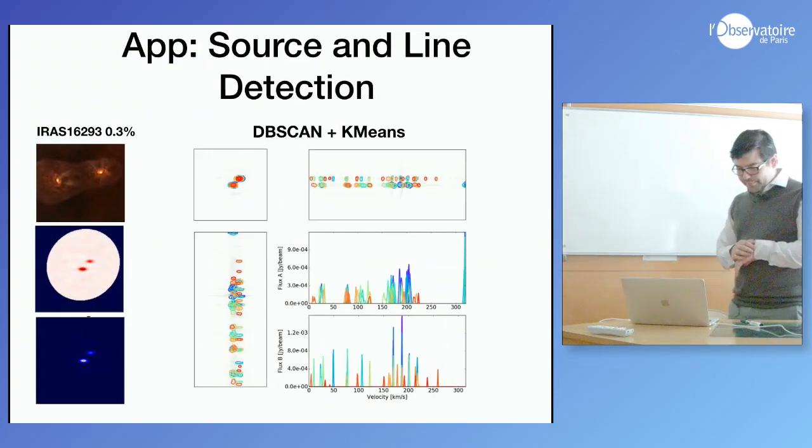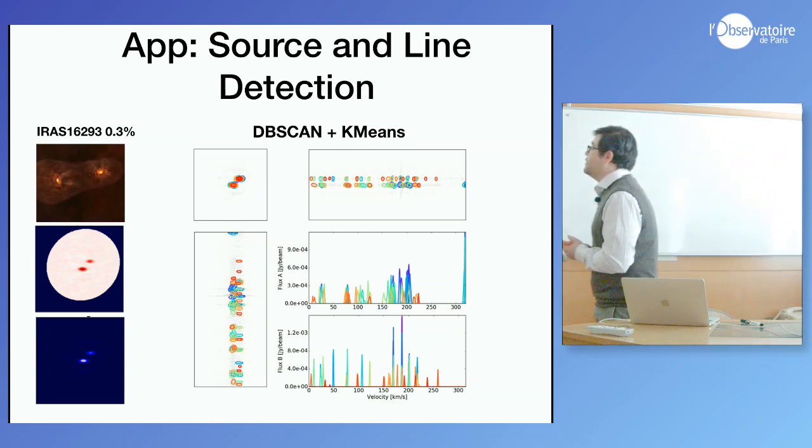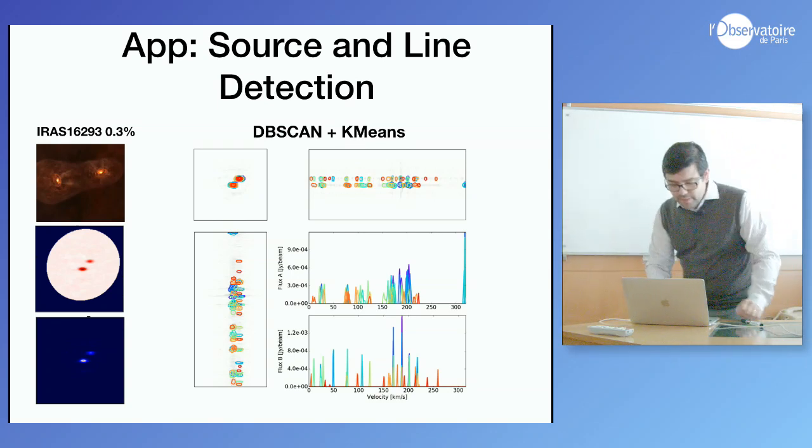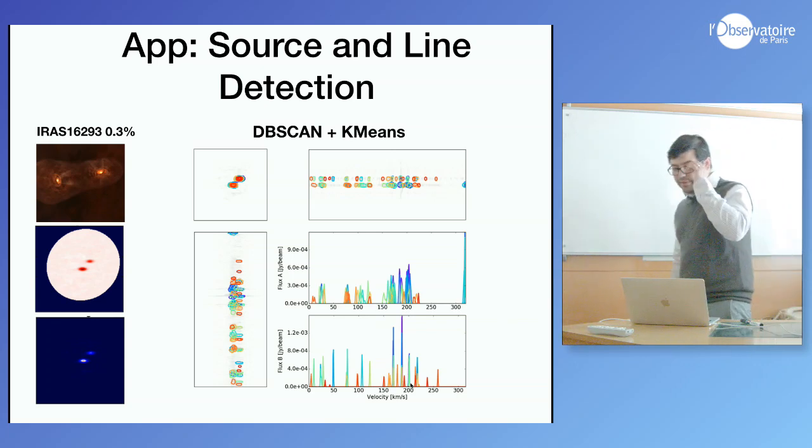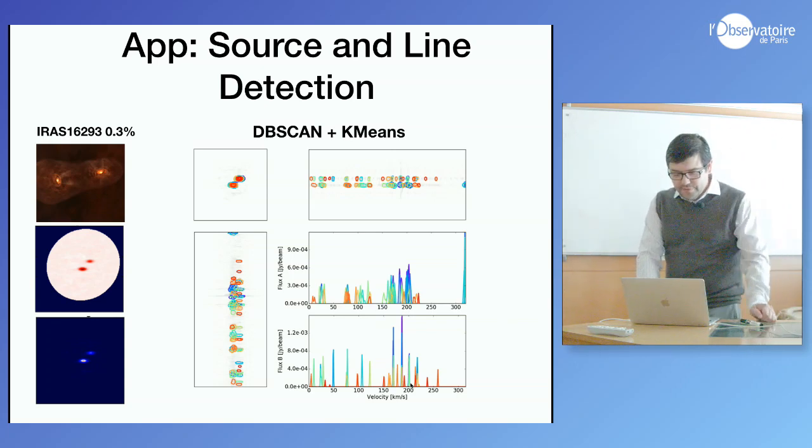Another application is source detection and line detection. Here you have, again, these two sources, and you might want to cluster things, but now the clusters are not in space but more in the velocities, so then you can separate both sources and try to match each one of these lines with a spectral line, in order to know the composition and the abundance of each of the elements in these sources.